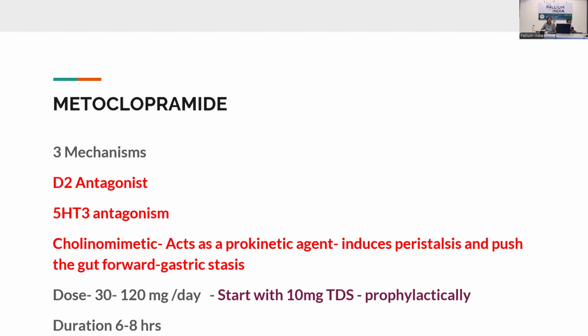And the dose ranges from 30 to 120 milligrams. But how do we start? We start with 10 milligrams TDS. When you write morphine, you can start metoclopramide TDS for 3 days. You can increase the dose sequentially up to 120 milligrams per day, and the duration of action is about 6 to 8 hours. If you give one tablet of metoclopramide, it will act for 6 to 8 hours. So this is about metoclopramide. It is very important. We use it very commonly, and you should know why this is preferred.